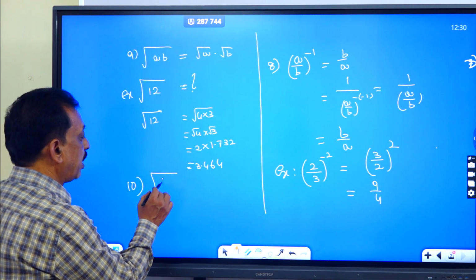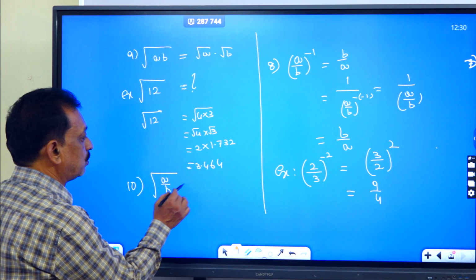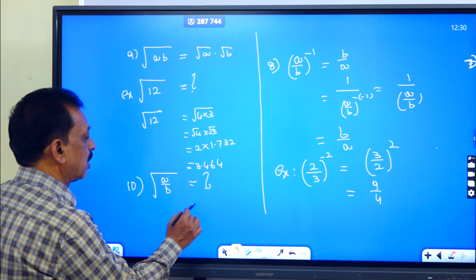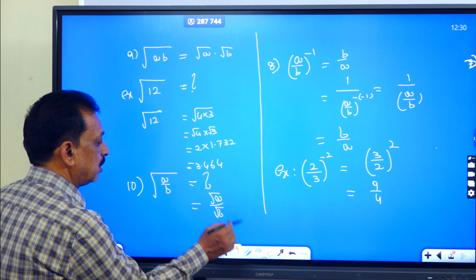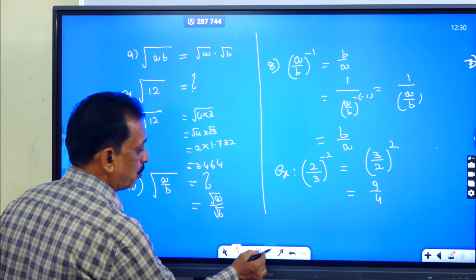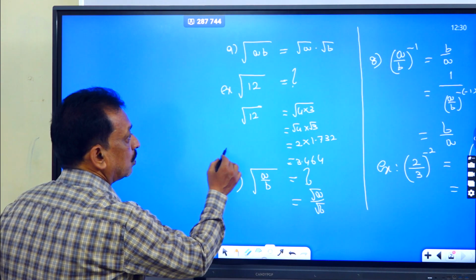Square root of a by b can be written as, what can you write? Root a by root b, separately you can write. So root a by root b. Okay.